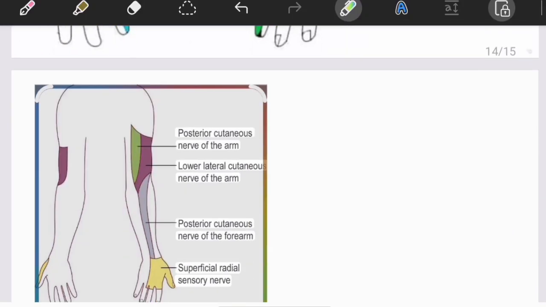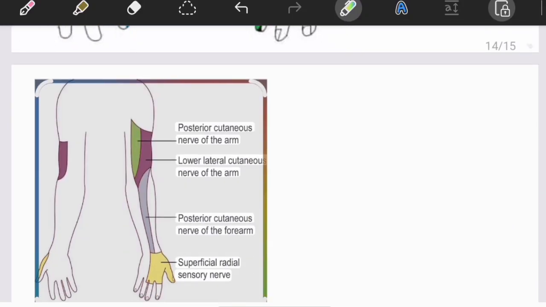And finally we will see the diagram for the radial nerve supply to the hand from behind, from the dorsal side. On the ventral side it supplies little, but on the dorsal side, it is the main nerve for the dorsal supply of the hand.